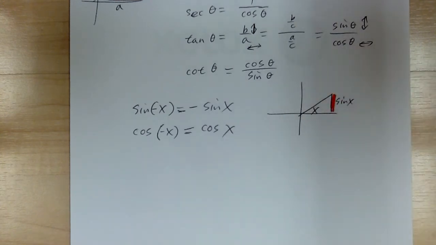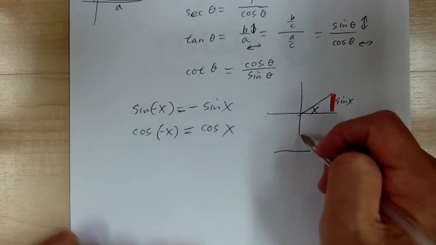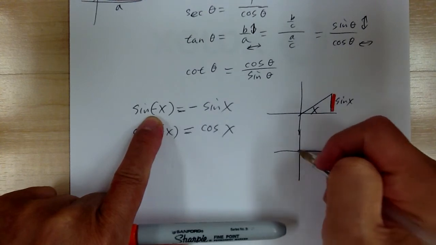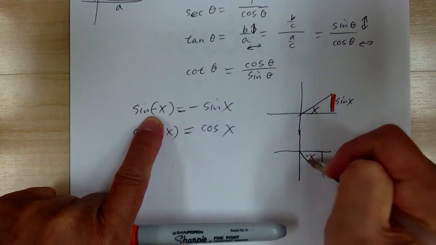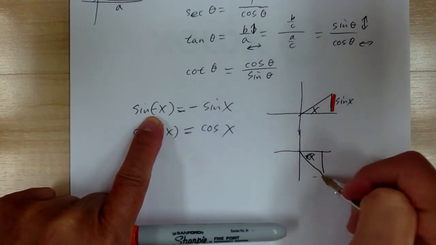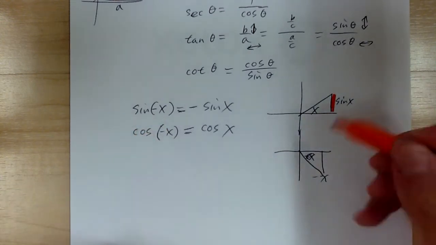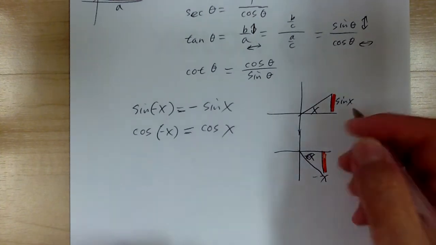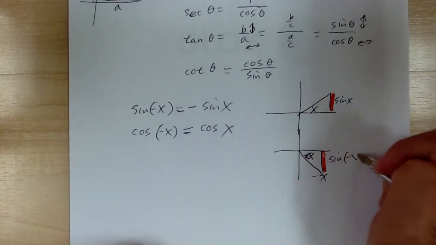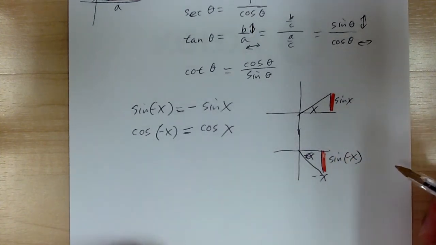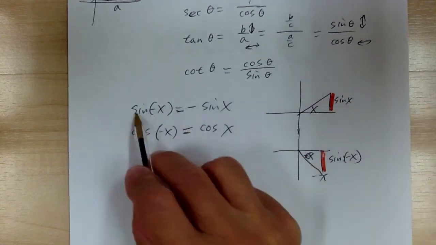Now when you do the negative x, you have to go in the opposite direction. So here's your negative x. You can see that in this case, here's your sine of negative x. So you can see they're opposite. That's why they have to have opposite signs.